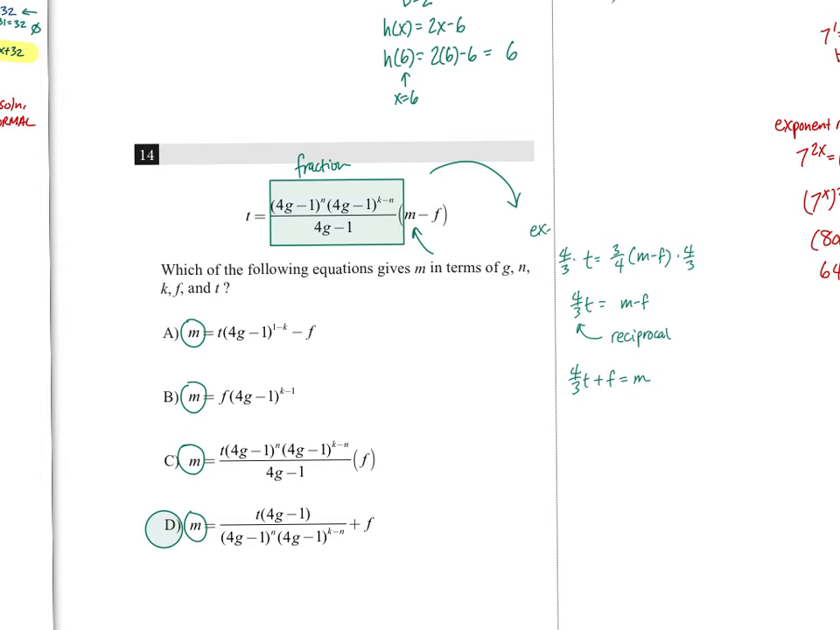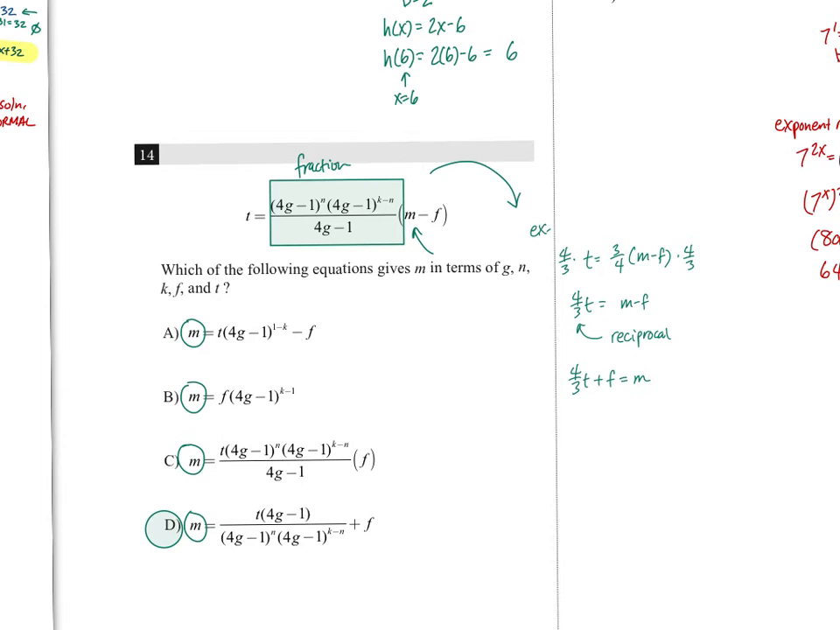Okay? So over on the right-hand side here, I'm just giving you an example. Instead of that ugly fraction that we have here, what if the fraction was just 3/4? Then we multiply by 4/3 on both sides, right? That's the reciprocal. And then we could solve for what m is.